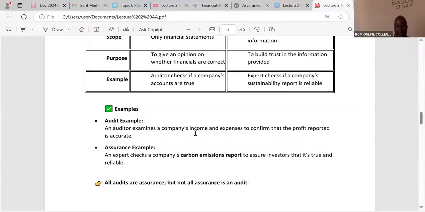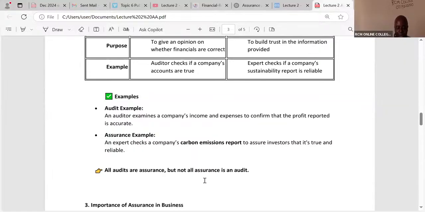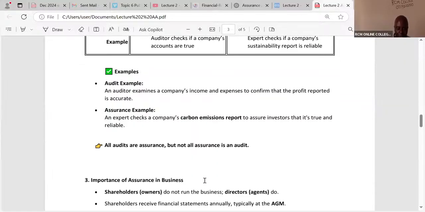Assurance now can be about anything, like an expert checking a company's carbon emissions report to give confidence to investors that it is true and reliable. So all audits are assurance, but not all assurances are audits. We'll understand this even more as we progress.